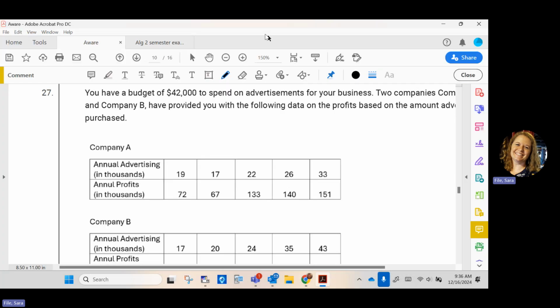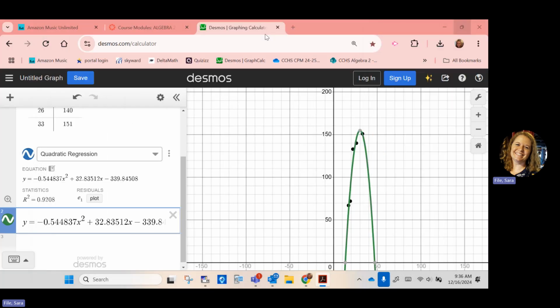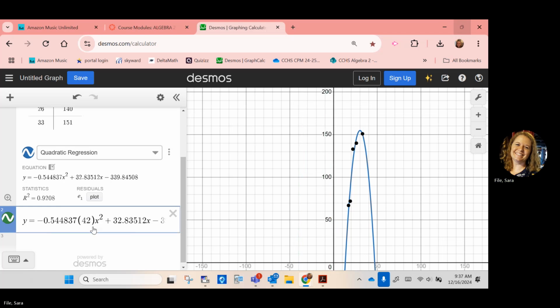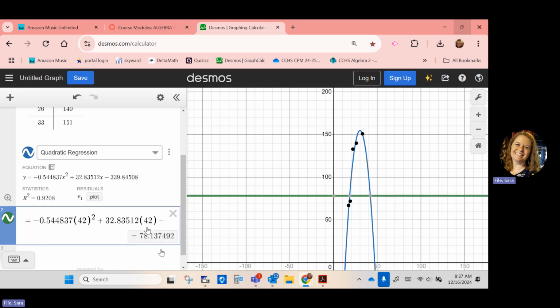Well, I'm glad actually that I made that mistake so that you can see what would happen if you did it on the test. And so now you won't do that. So we're just going to replace the X now with 42. So there's company A. And again, this would be in thousands, so 78,000.